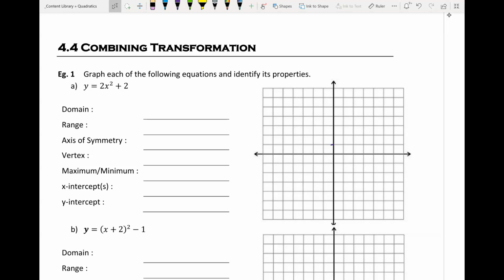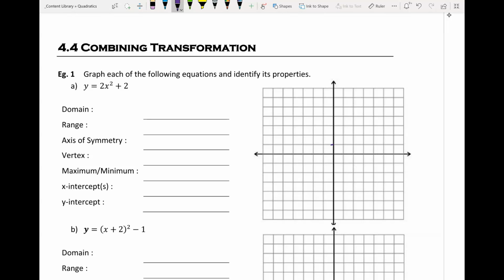we stretched or compressed the graph. Now we can have a parabola that has been stretched and been moved up by 2. And this is our first question. Because this whole number is larger than 1 in front of the x squared, we know that our graph is going to look skinnier. And we're going to shift our graph up by 2.